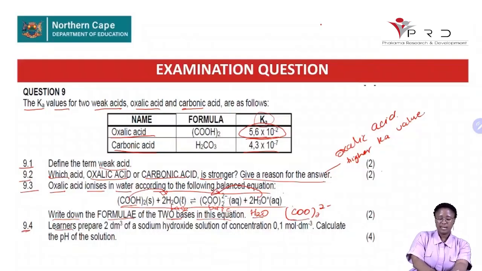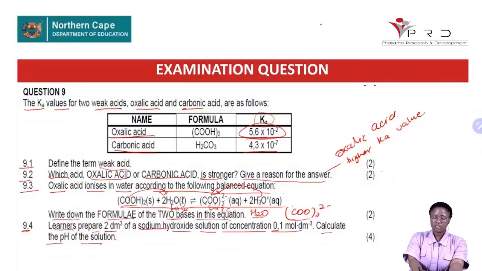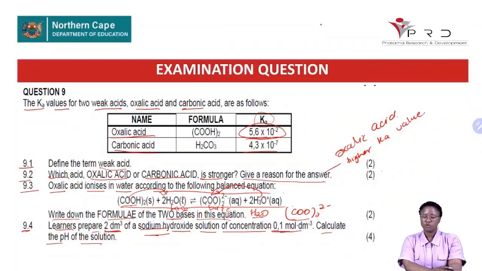9.3 says learners prepare 2 decimeter cubed of sodium hydroxide solution of a concentration of 0.1 mole per decimeter cubed. Calculate the pH of the solution. So how do we calculate the pH of the solution? What is the first thing that we need to do? We first need to calculate the concentration, isn't it? What are we given? We are given the volume of sodium hydroxide. We are also given the concentration of sodium hydroxide.